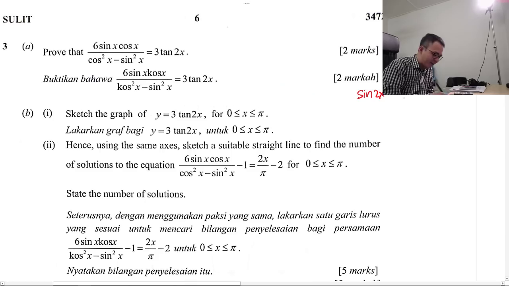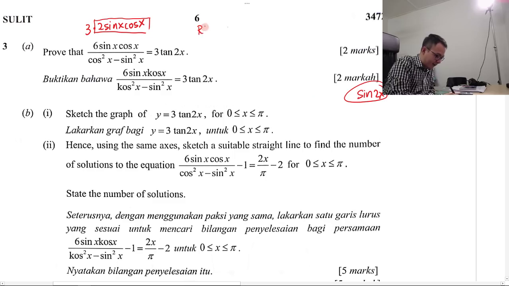So therefore, if I have 6 sine x cos x, 6 I can change to 3 times 2, right? 3 times 2 sine x cos x. And then the whole thing here is actually sine 2x, right? Because we have the formula for it. So therefore, I will start doing from here. This one I will choose the right hand side. So therefore it becomes 3 multiplied sine 2x over the cos square x minus sine square x, which is just cos 2x. Alright, sine 2x divided by cos 2x, I get 3 tangent 2x. Proven.